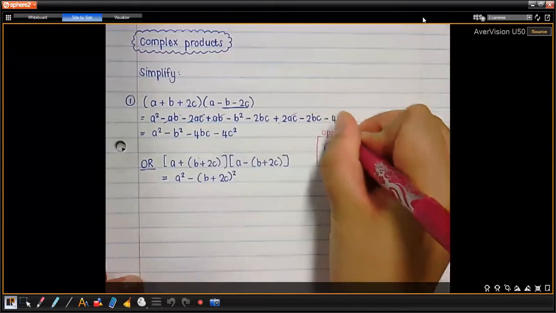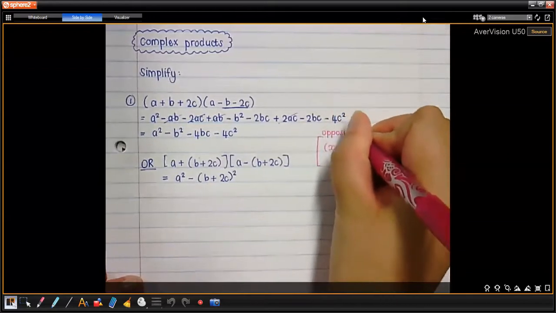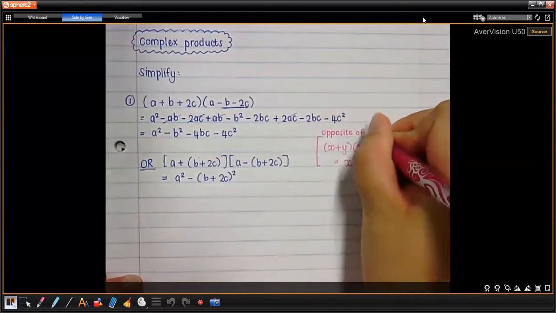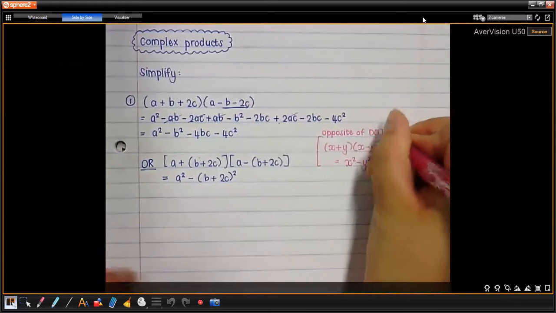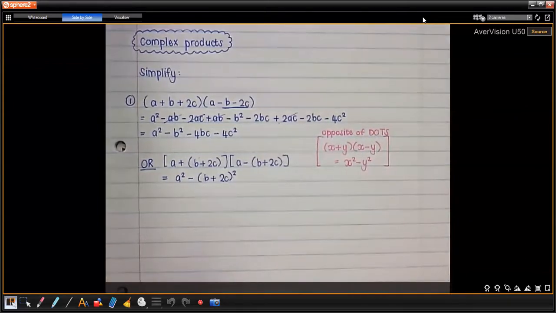Opposite of factorizing a difference of two squares. You guys use the abbreviation "dots" last year? Okay, if not, you can write it out, it's fine.